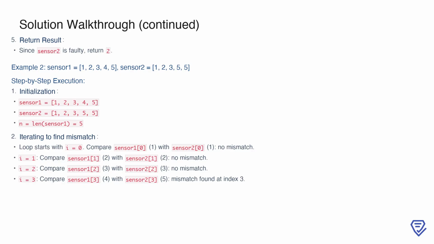Moving on to the second example, sensor 1 is 1, 2, 3, 4, 5, and sensor 2 is 1, 2, 3, 5, 5, with n equals 5. The iteration begins to detect mismatches. At index 0, both values are 1. At index 1, both are 2. At index 2, both are 3.